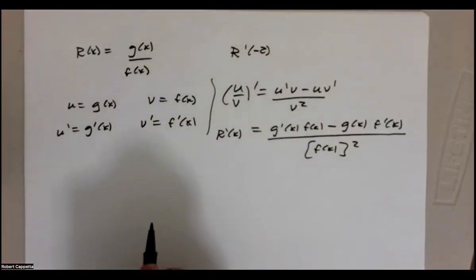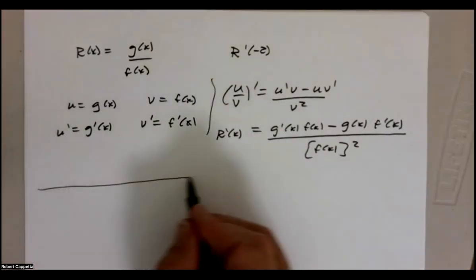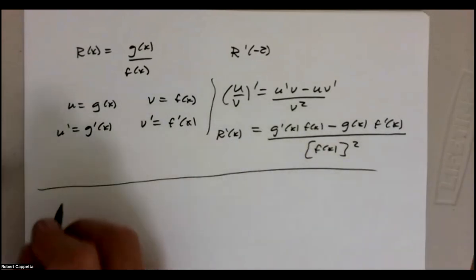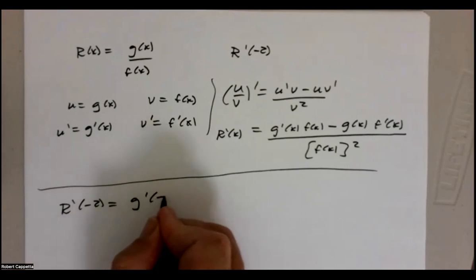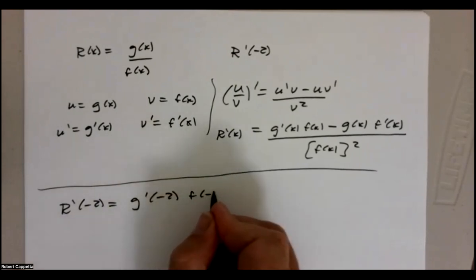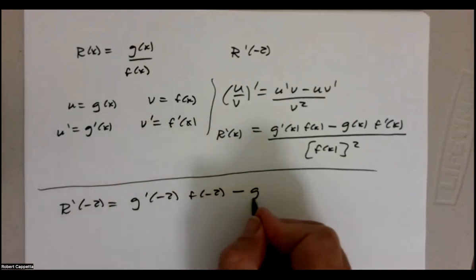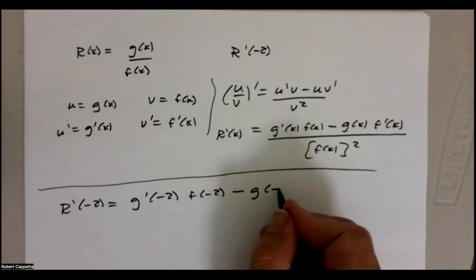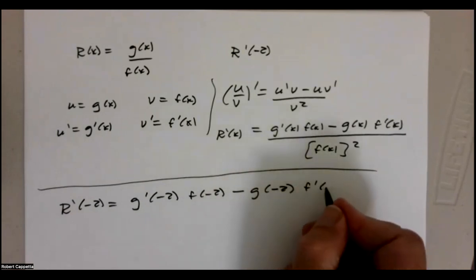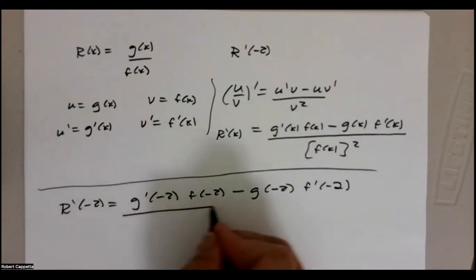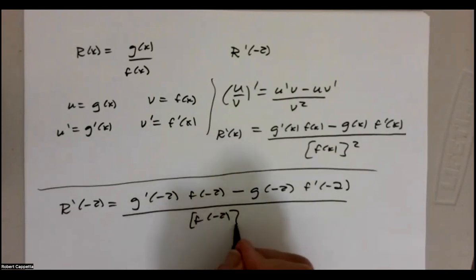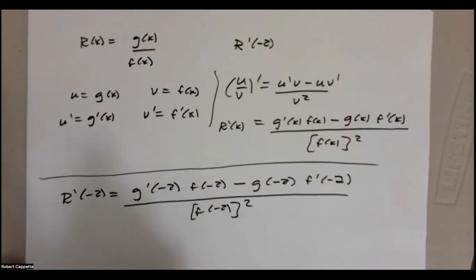But I want R prime of negative 2, so let's plug all that stuff in. What is R prime of negative 2? That's G prime of negative 2 times F of negative 2 minus G of negative 2, F prime of negative 2, all divided by F of negative 2 squared. This is tedious, but let's do it.